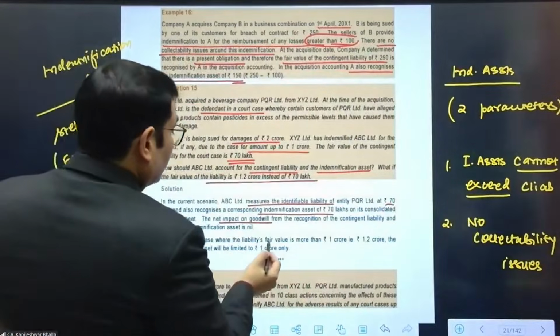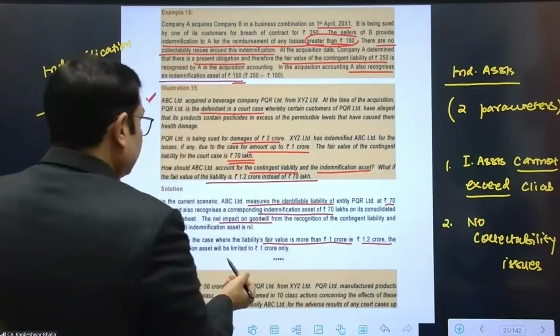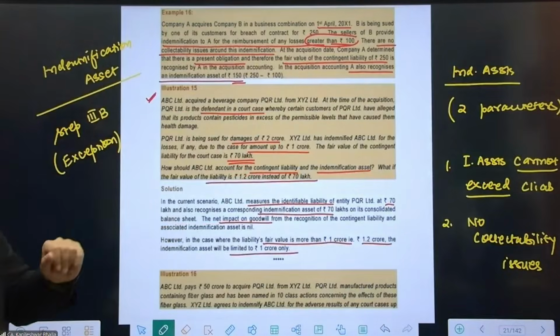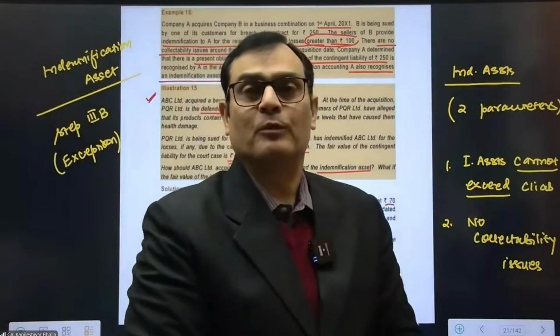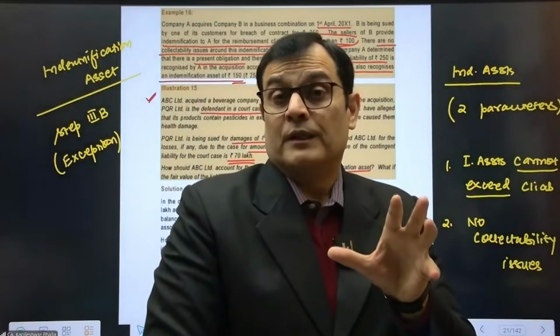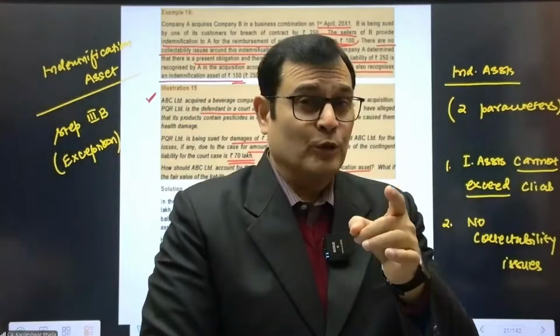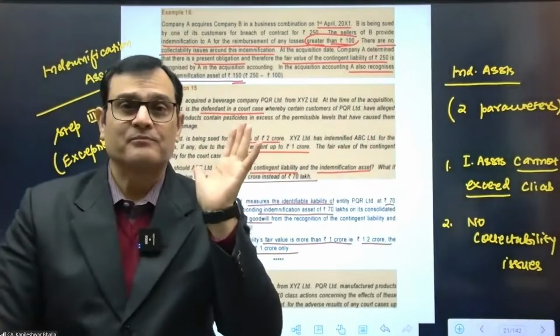Then he says, however, where the liability fair value is more than 1 crore, it is 1.2 crores, the indemnification will be limited to 1 crore. And will there be impact of goodwill in that case? Yes, there will be impact on goodwill in that case, because you record the contingent liability at 1.2 and the asset at 1 crore. So 0.2 crores, the goodwill gets impacted in that case. Wonderful.